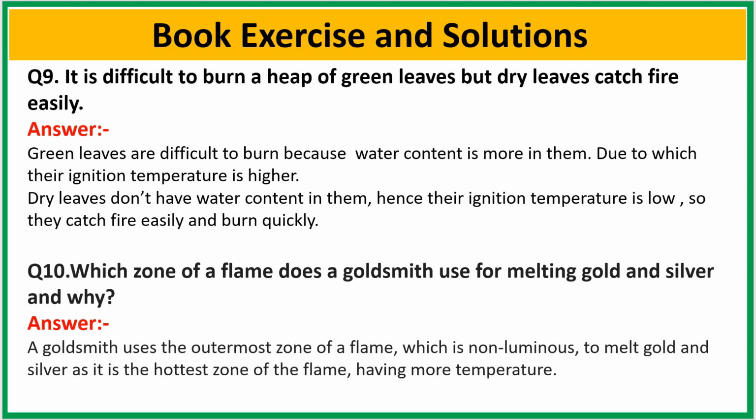Then question number 10. Which zone of the flame does the goldsmith use for melting gold and silver? Here we have to remember 3 types of flame, that is innermost flame, middle flame and outermost flame. Among these 3, which is the hottest flame? The outermost flame is the hottest flame. So to melt this type of metals, we need the hottest flame, that is the outermost flame.